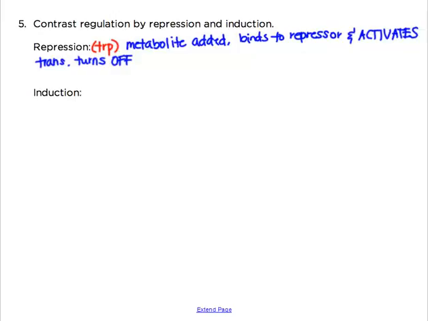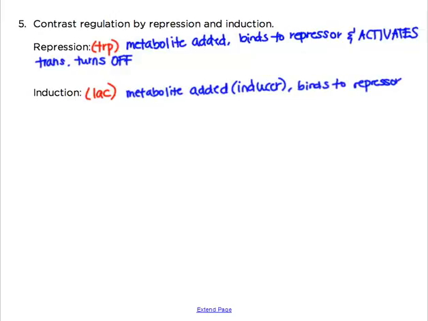Okay. Now for induction, on the other hand, a prime example that you'll learn in next chapter is the lac operon. So induction is where you add a metabolite, which is known as an inducer. So I'll put that in parentheses, inducer. And the inducer combines with the repressor again, so binds to repressor. But here's where it becomes contrasting. When this activator, the inducer, binds to the repressor, it actually inactivates the repressor.